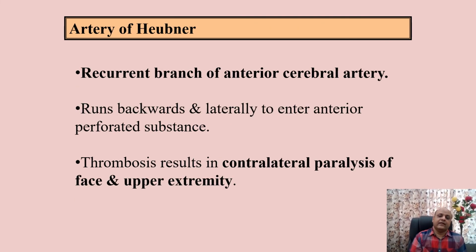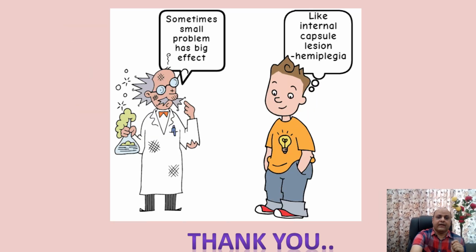Another artery that is important is the artery of Heubner. Now this is the recurrent branch of anterior cerebral artery. So internal carotid artery gives off anterior cerebral artery, and anterior cerebral artery gives a branch which goes backwards, that is called the recurrent branch of anterior cerebral artery. So this enters the anterior perforated substance, and thrombosis of this artery results in opposite side paralysis of face and upper extremity. So this also you should keep in mind.